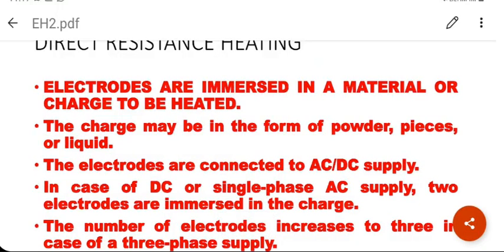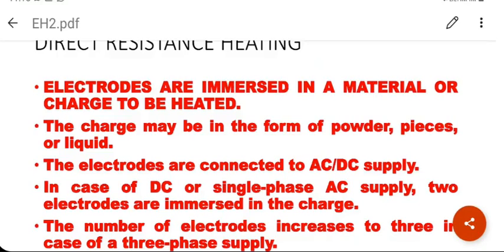The charge, the material to be heated, for practical reasons can be in powder form, or it can be small pieces, or it can even be a liquid. So depending on that, your method may have to be chosen correctly or modified suitably.